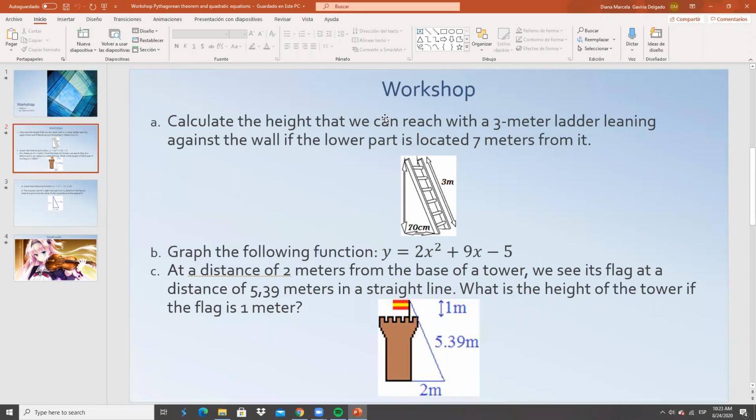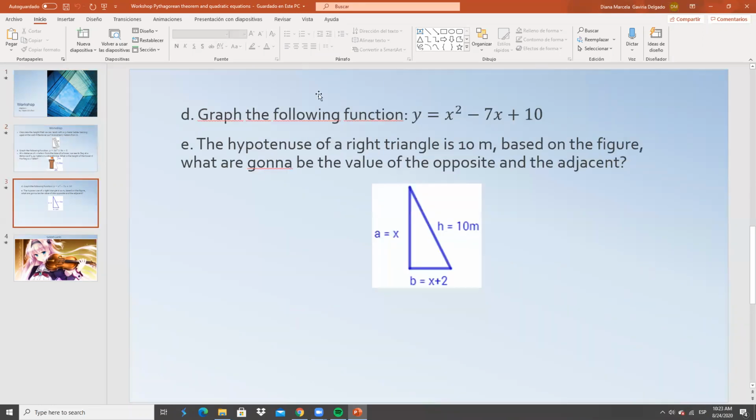This point is from Pythagorean theorem. This is quadratic equation. This is Pythagorean theorem. Quadratic equations and Pythagorean theorem. So this is not as hard as it looks.